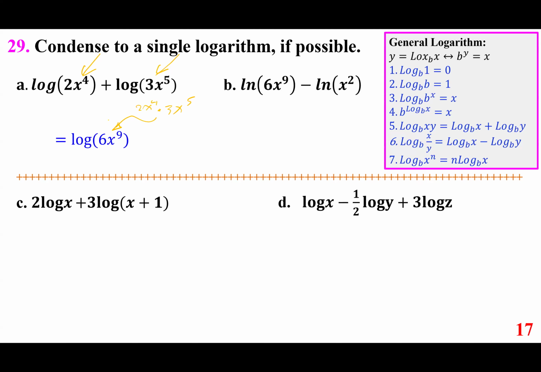And part B, we are going to use number 6. And we're going to write ln of 6x to the power of 9 over x squared. And we simplify the fraction into 6x to the power of 7. So ln of 6x to the power of 7.